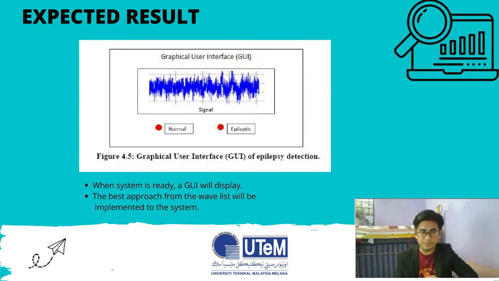Okay, next, the expected result. When the system is ready, a graphical user interface, or GUI, will be displayed, as shown in the image. The best approach from the wave list that we try will be implemented in the system. The GUI in the figure shows the signal of a person, either normal or epileptic, and an LED will light up according to the patient's state.